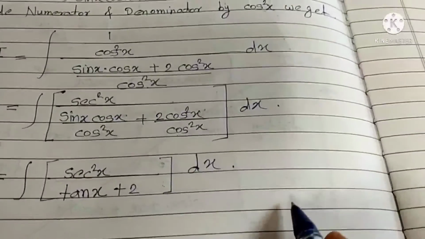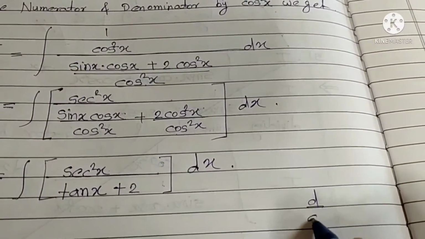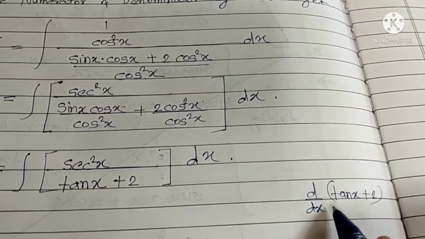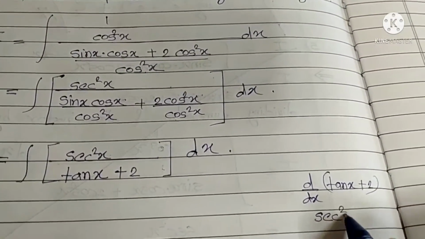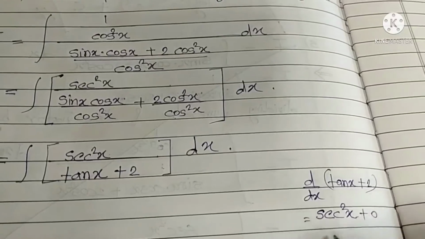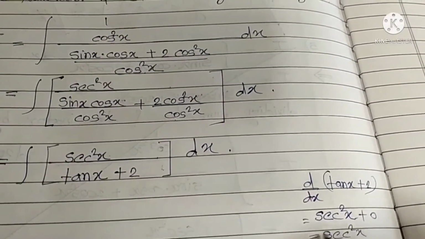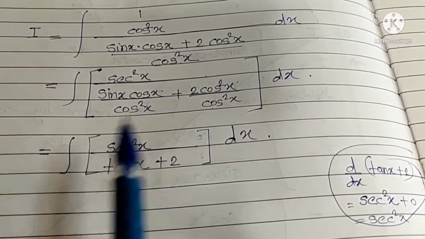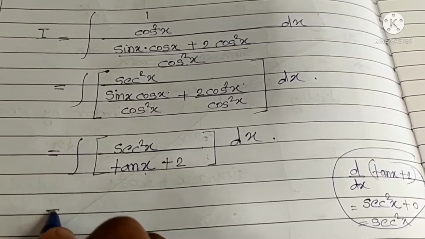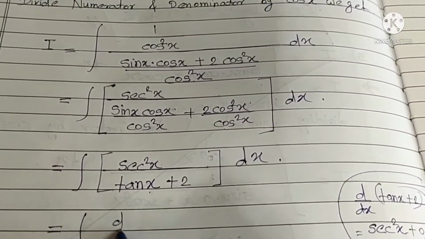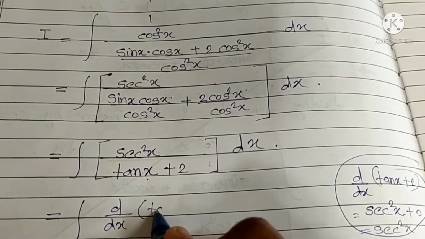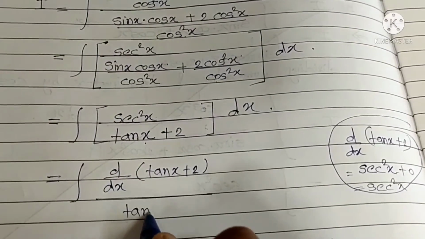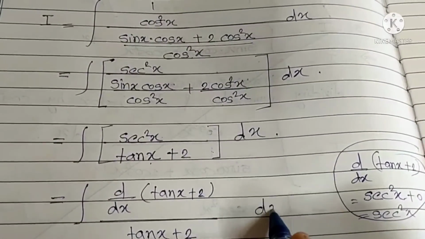So here I am showing that suppose d by dx of tan x plus 2. Okay. So the derivative of tan x is sec square x and the derivative of plus 2 is 0. Means the derivative of this is only sec square x. So you can observe that if this is the function, then this is the derivative of the function. So here we can write integration of d by dx of (tan x plus 2) upon (tan x plus 2) into dx.